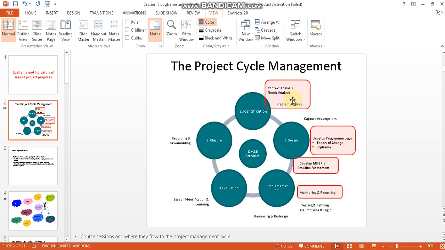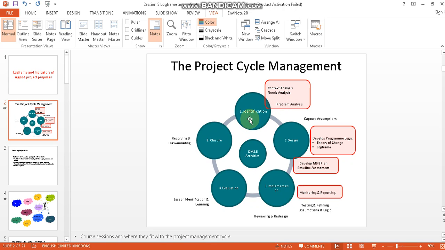Today I just want to take you through the project cycle management stages. Different organizations have different stages of project cycle management. However, today I am going to focus on 5 stages of project cycle management. The first one is identification, second design, third implementation, fourth evaluation, and fifth closure. Let's look a little deeper at each stage of project cycle management.